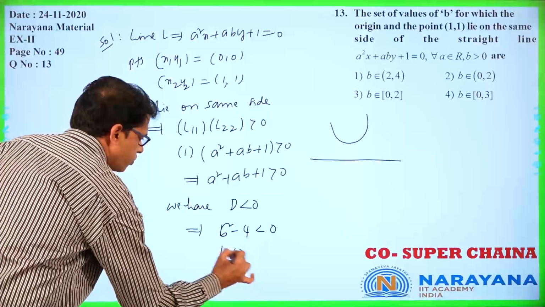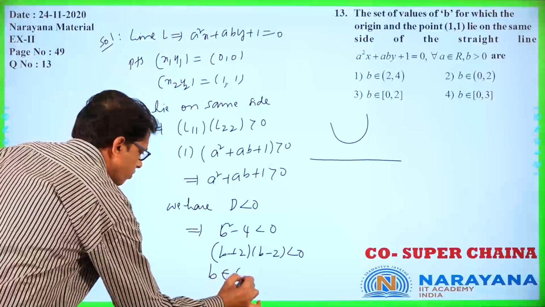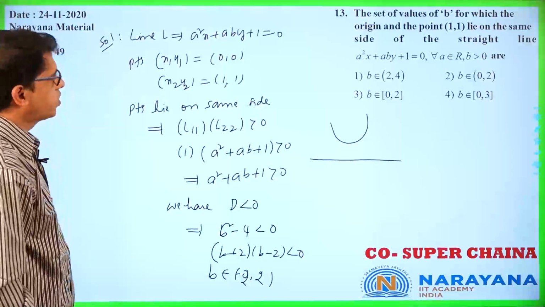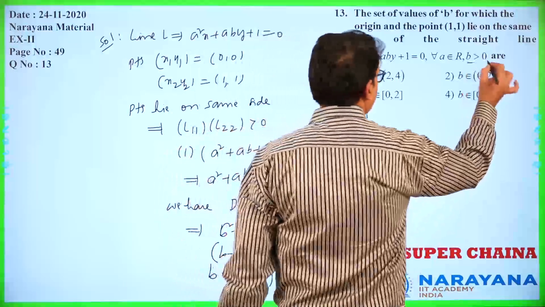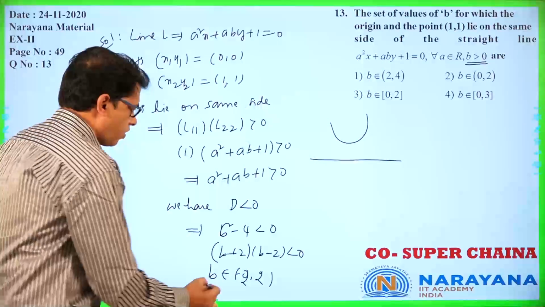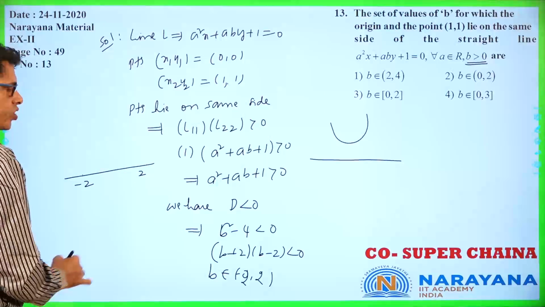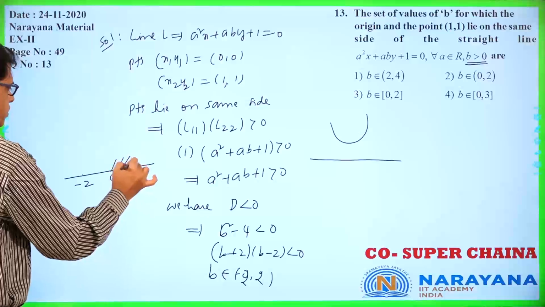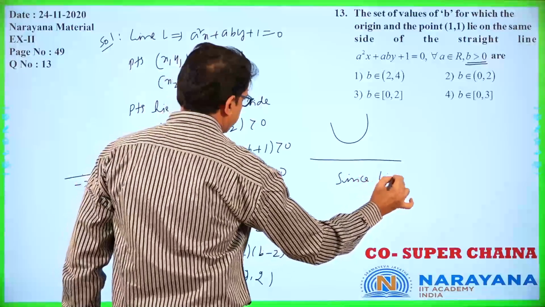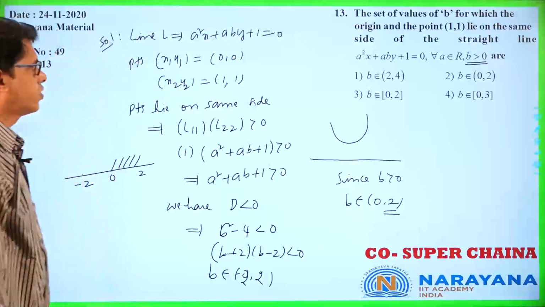So (b plus 2) into (b minus 2) less than 0 means b belongs to minus 2 to 2. But look at the question: the b value must be positive, so ignoring the negative part, the value lies between minus 2 and 2, but b must be positive. So consider only this part. Since b is greater than 0, b belongs to (0, 2).